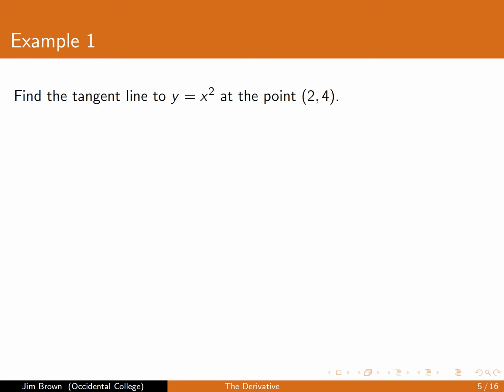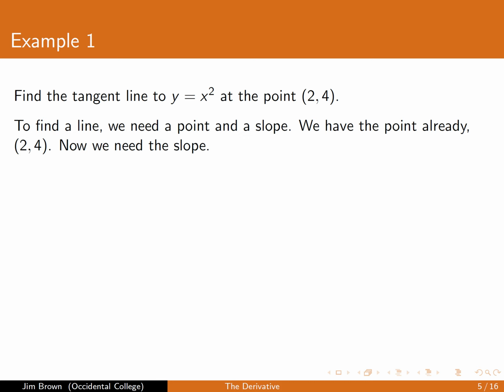So let's start with this one, y equals x squared at the point (2, 4), and we'll use that first definition as x goes to a for this one. If we want the tangent line, we need a point and a slope. That's how we give a line. We know the point already. We're told we want the point to be (2, 4). So we're going to use our definition of a derivative to figure out what the slope is.